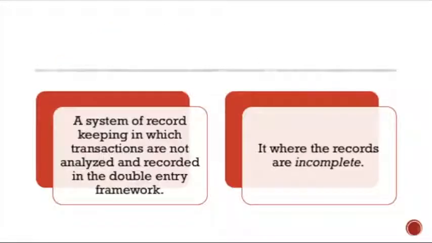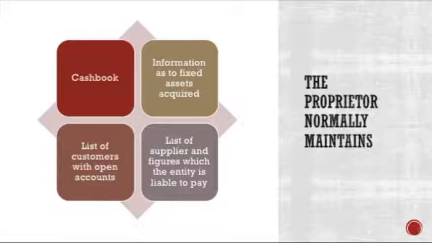Single entry system is a system of record keeping in which transactions are not analyzed and recorded in the double entry framework. It is where the records are considered incomplete. Most of the time, the proprietor normally maintains a cash book which records all cash receipts and cash disbursements. You have a list of customers with open accounts with balances, and a list of payables to certain suppliers. Sometimes the entity also maintains a record of assets which have been acquired. Most likely, it refers to fixed assets.